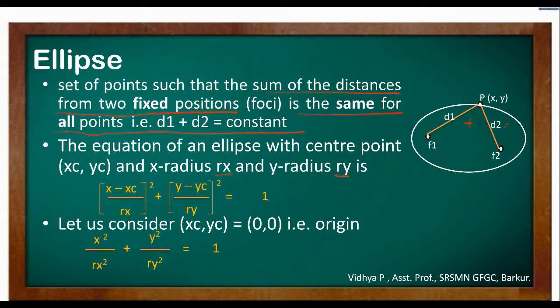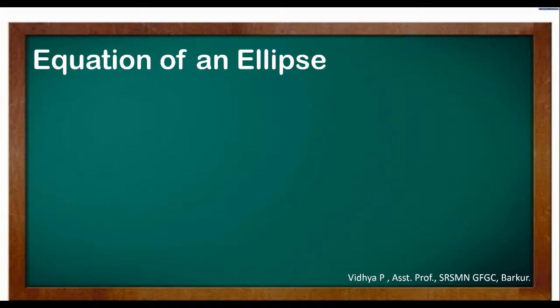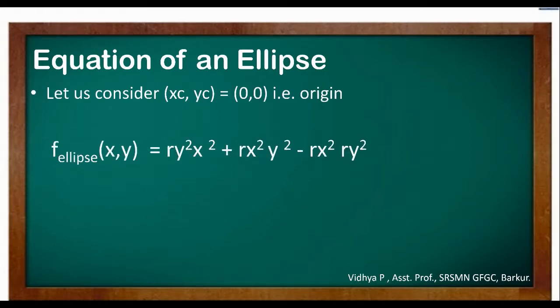So when we simplify, we get ry square x square plus rx square y square is equal to rx square ry square. Here you can note a few things. Always x is accompanied with ry square, and y is accompanied with rx square. And this concept is repeated everywhere in our algorithm. So let us see. The equation of the ellipse, we can just rewrite as f ellipse of x comma y is equal to ry square x square plus rx square y square minus rx square ry square.